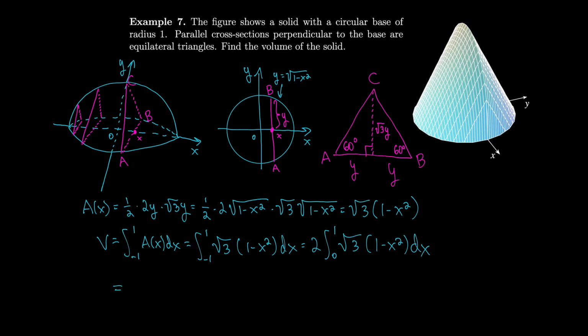It'll save me a little bit of hassle because then I can subtract 0. So this becomes 2 rad 3 times x minus x cubed over 3 from 0 to 1, which is 4 rad 3 over 3. And that's the volume of this guy.